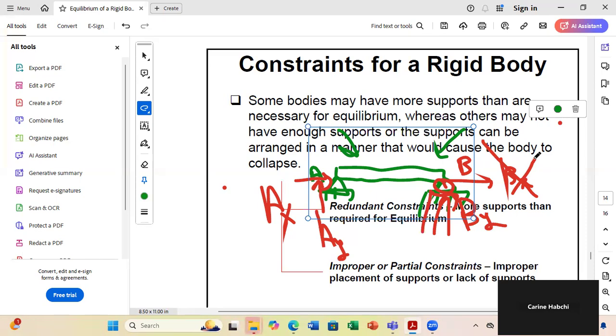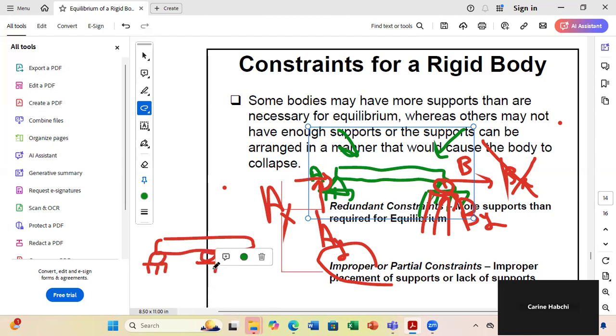Okay. Now, what do we mean by improper or partial constraints? Improper means I am not selecting the supports conveniently. I can have only three unknowns, three equations, but the selection of support is not convenient. For example, if I take a beam and I put three rollers, am I able to satisfy equilibrium for any type of load?